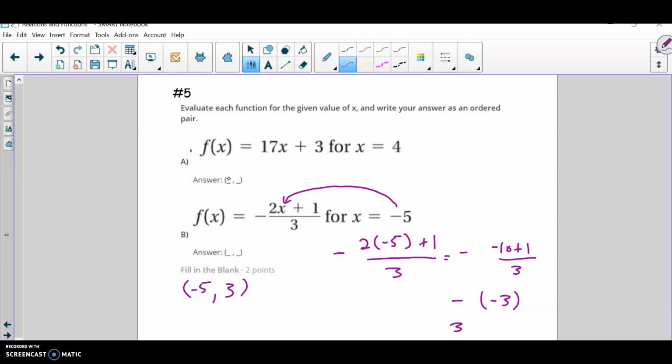Okay, and again, I'm going to leave part A for you to figure out. It's a similar type question, but hopefully you can figure it out now that you got this tip.